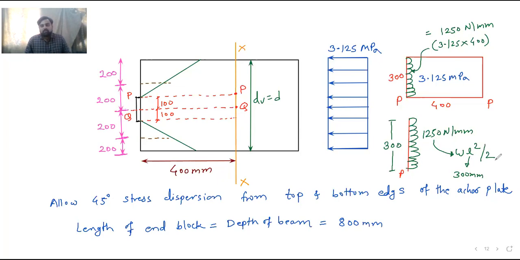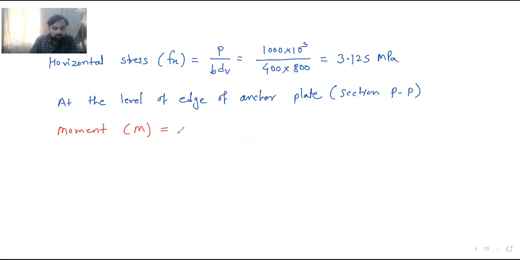Okay, so now here I will do it. M is equal to, in the first bracket, 3.125 is my stress multiplied by 400. Then this is the UDL, whatever I am getting. This is my W into L square. L is 300, L square divided by 2. So this is nothing but WL square by 2. If you solve this, you will get the value of bending moment. Let me know the value of moment.